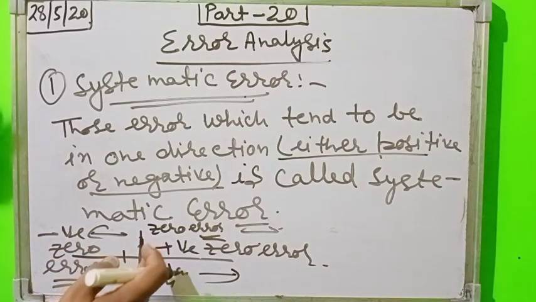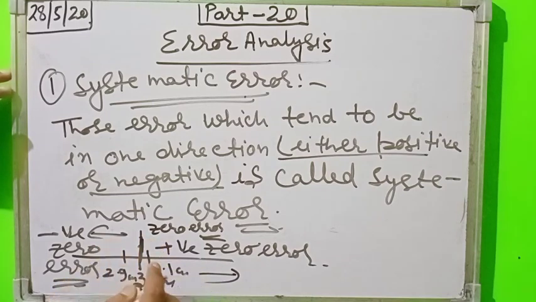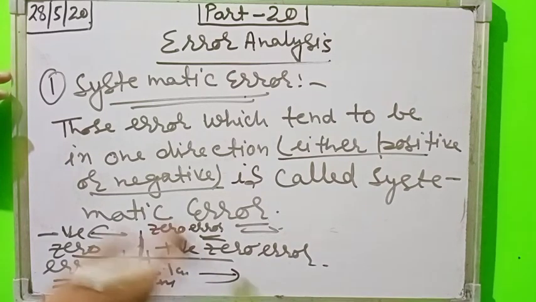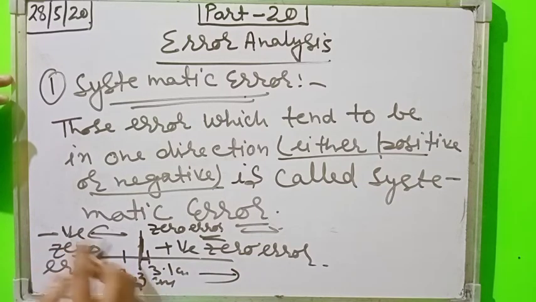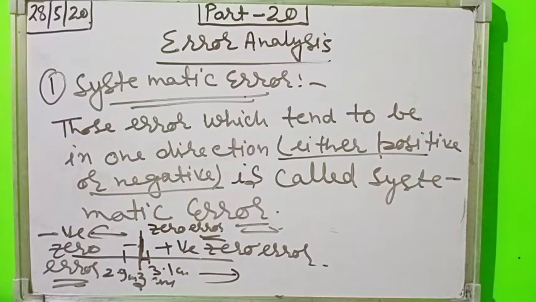So this error can be minimized by subtracting that value from the measured value, and that error can be minimized by adding this value to the measured value. So this is the concept of one direction, either positive or negative, of the systematic error.